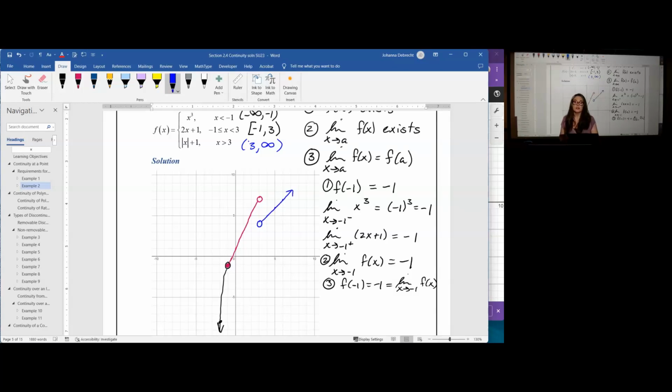It is a function. It does pass the vertical line test. It is continuous between negative infinity up to 3, but it's not continuous at 3. And it is continuous from 3 to infinity, but not continuous at 3. This is a function that has a break in the graph, a jump at x equals 3.